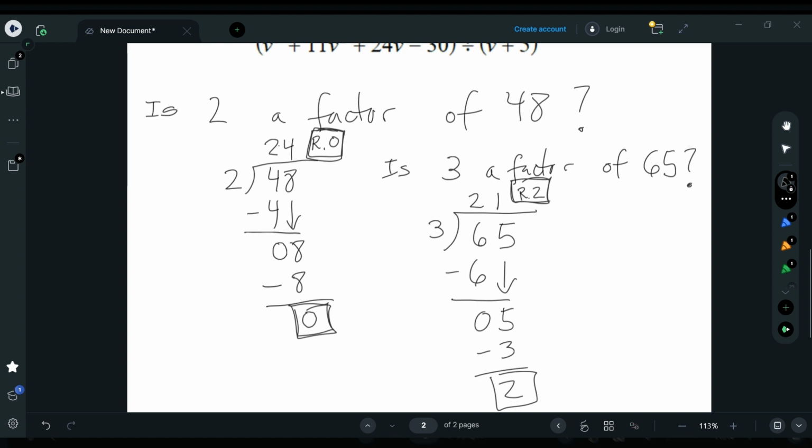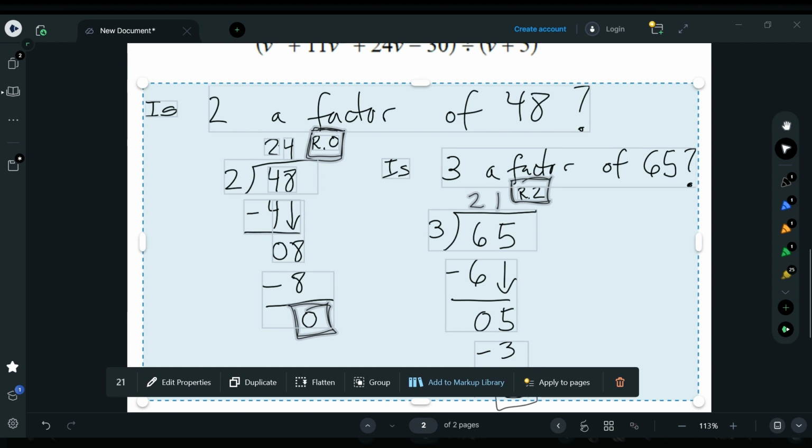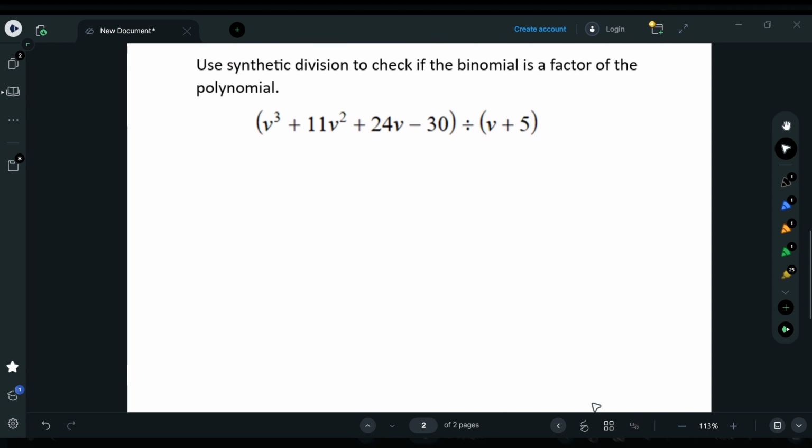So we're going to use this same idea when we're looking at our polynomials. We're going to use synthetic division to divide, and if we get a remainder of 0, that means we found a factor. If the remainder is any other number, it's not a factor. Okay, so let's clear this out. And now we can do it here with our polynomial. So use synthetic division. All right, so let's set up the synthetic division.